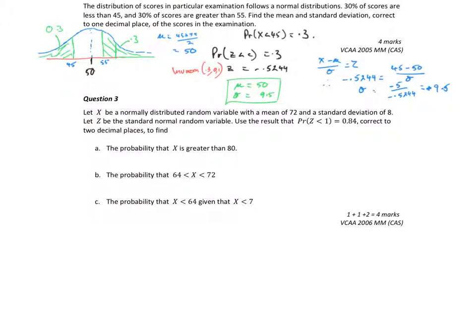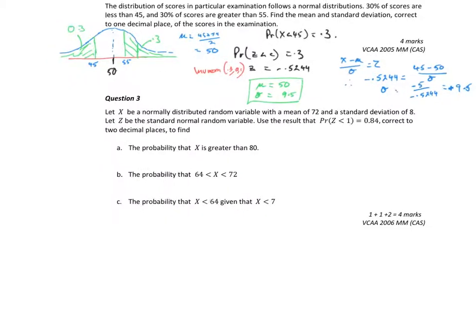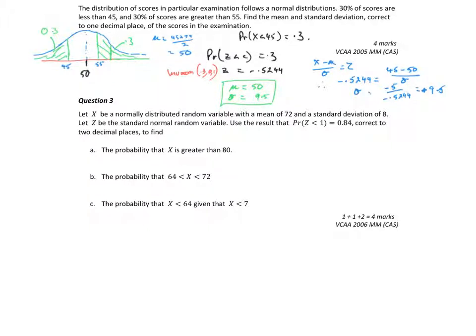All right, question 3. X is a normally distributed random variable. This I like the look of as a tech-free. Okay, a mean of 72 and a standard deviation of 8. So again, step 1. I haven't even read the rest of the question, but I'm going to put down the information that I've got first. Mean of 72, standard deviation of 8.